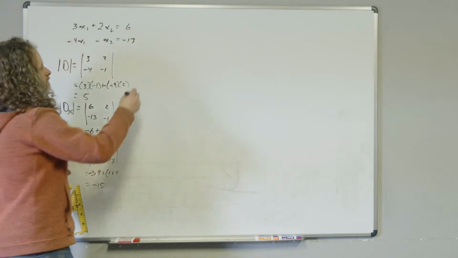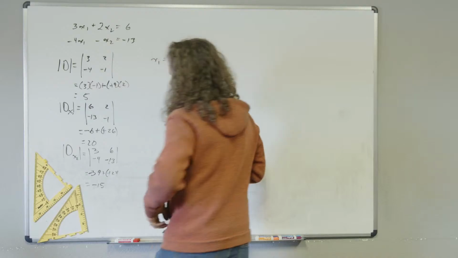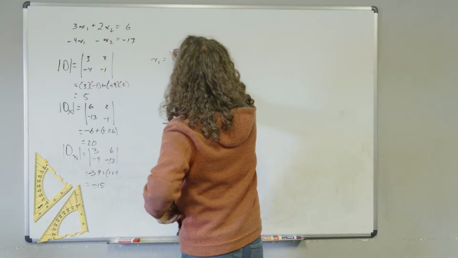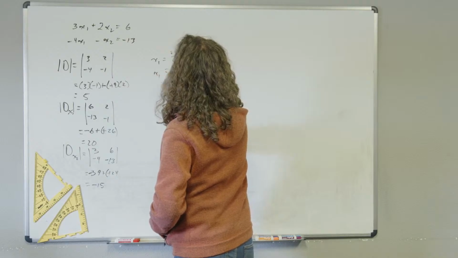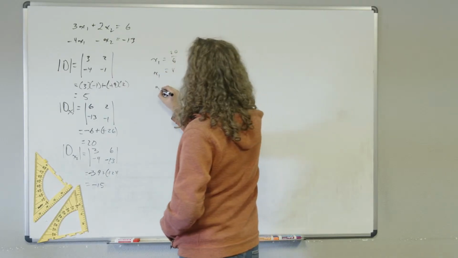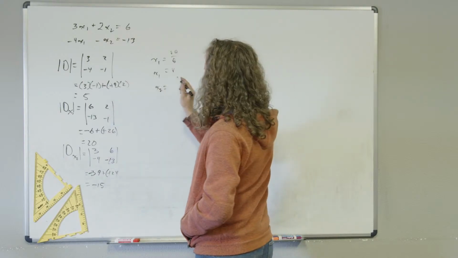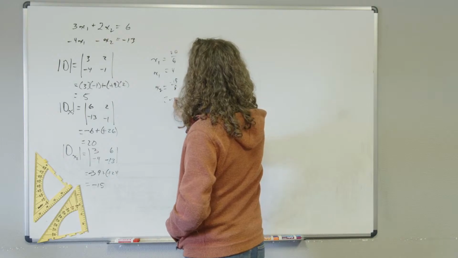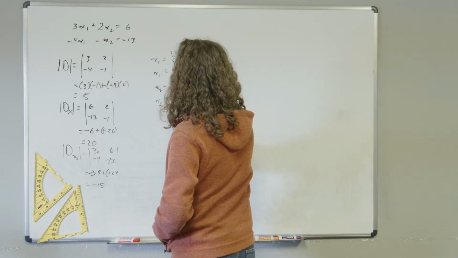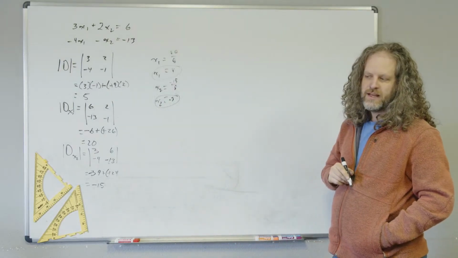So x sub 1 equals 20 divided by 5, so it's 4. And x sub 2 is negative 15 divided by 5, so it's negative 3. Easy money.